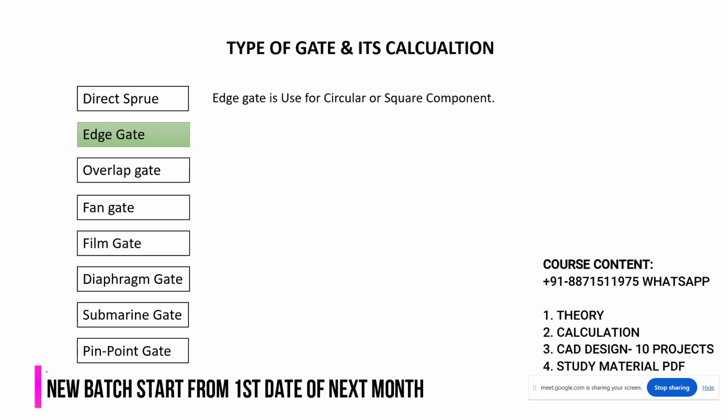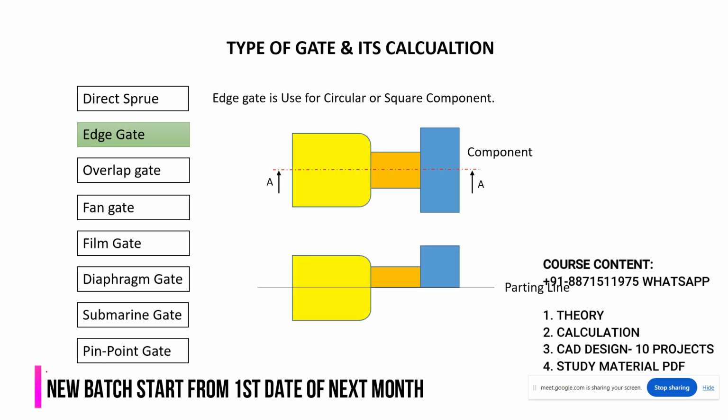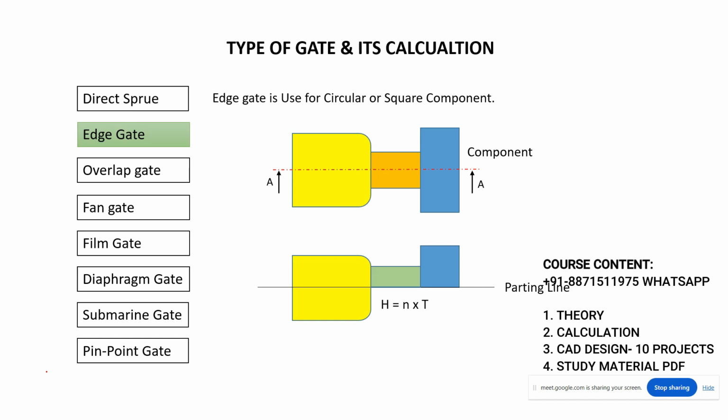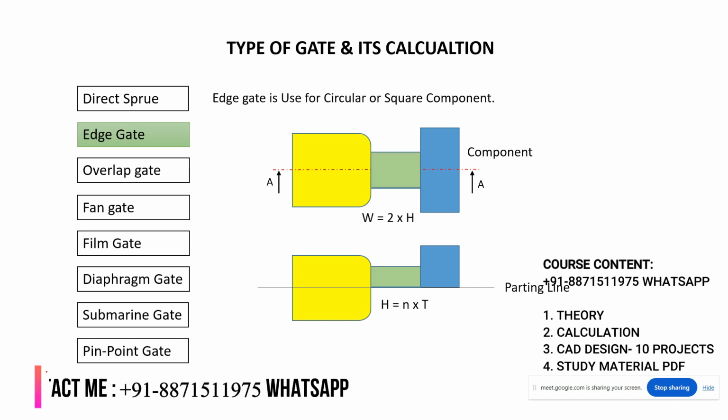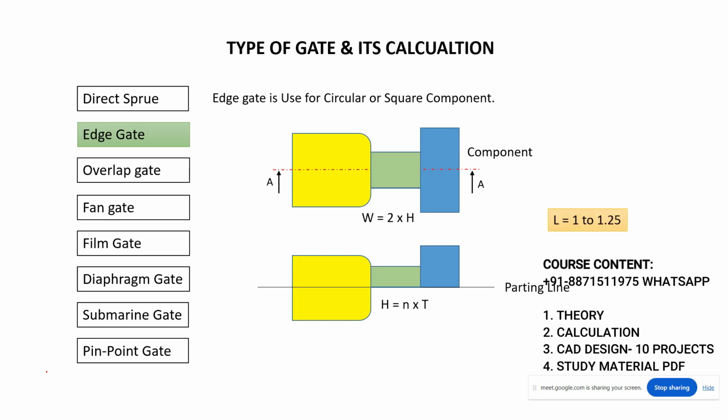Now see here. So these are the parameters. This is showing the height, and this is showing the width, which is about 2 multiplied by h. Here this is the L, which we can take 1 to 1.25. So if the component weight is less than 15 gram, we can select the edge gate. Understood or not? If we have a component of more than 15 gram, then what do we have to take?